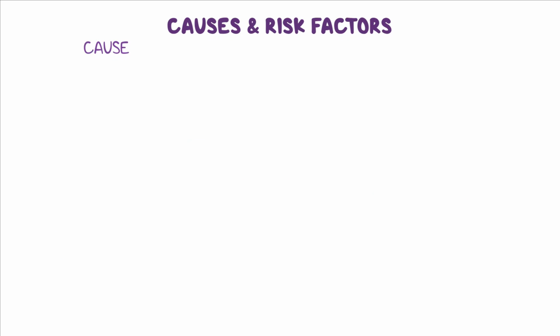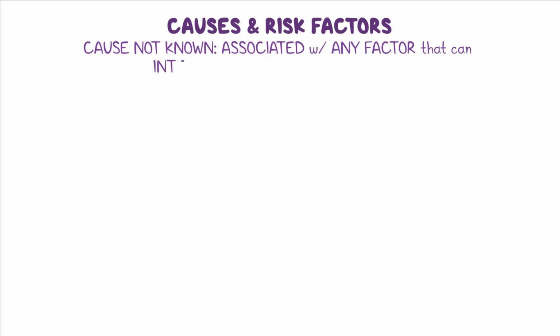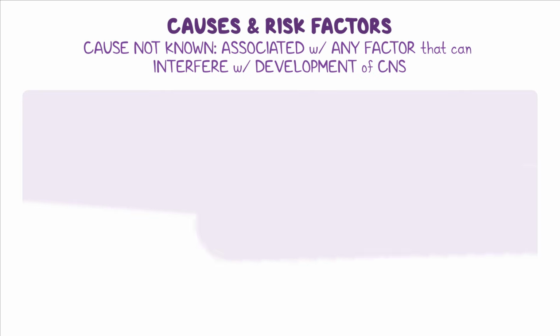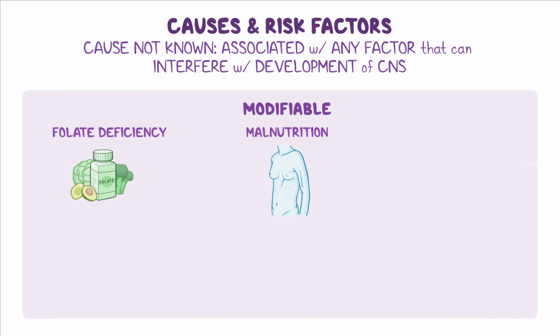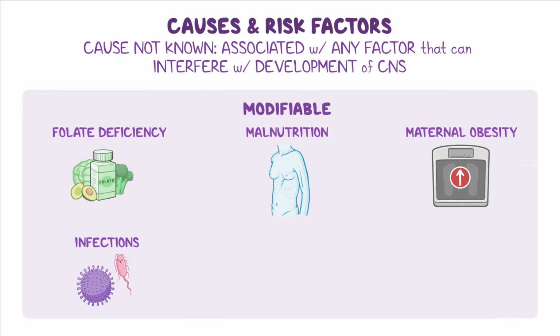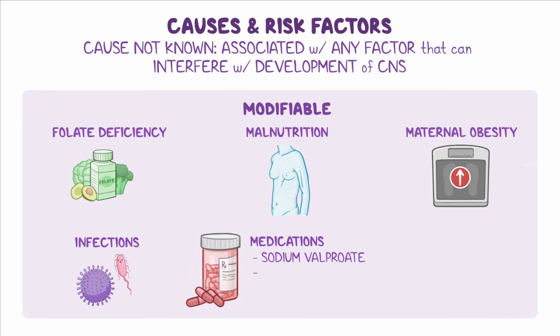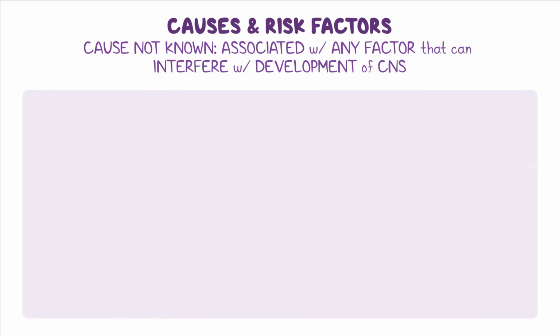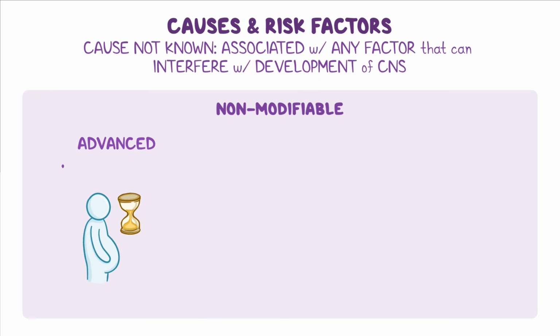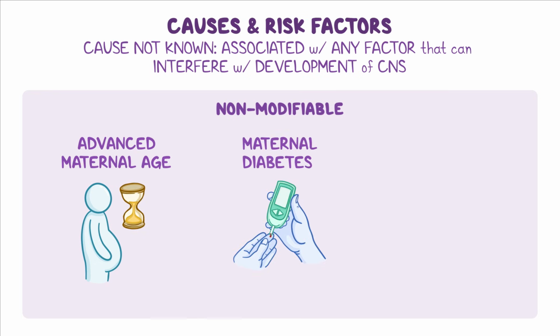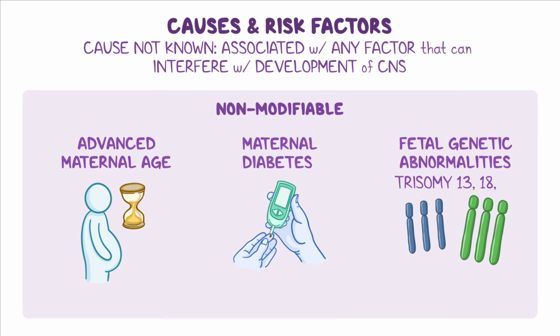The cause of neural tube defects is not known. However, they are associated with any factor that can interfere with the development of the central nervous system during embryonic development. These include modifiable risk factors such as folate deficiency, malnutrition, maternal obesity, infections, medications such as sodium valproate and methotrexate, and certain chemicals. There are also non-modifiable risk factors such as advanced maternal age, maternal diabetes, and fetal genetic abnormalities including trisomy 13, 18, and 21.